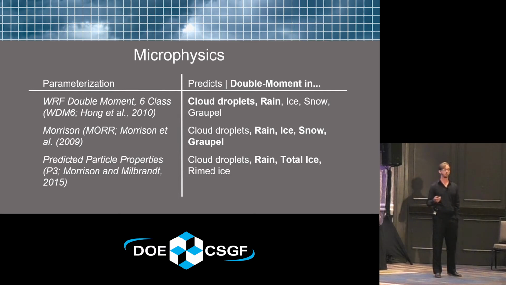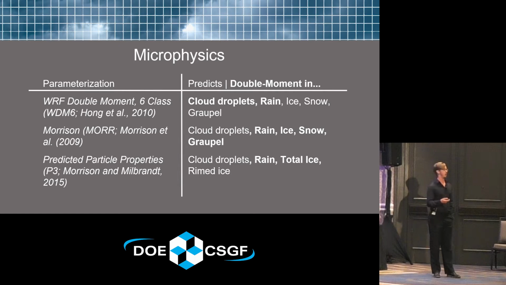Double moment means that they predict both the particle's mass as well as the number density for each class of particles. However, they are different in that they are double moment across some classes and not all for each of the different schemes. So the WRF double moment 6 class, or WDM6, is only double moment in cloud droplets and rain, so liquid hydrometeors. The Morrison is double moment in all except for the cloud droplets. And then the predicted particle properties, or P3 scheme, is double moment in rain and total ice.